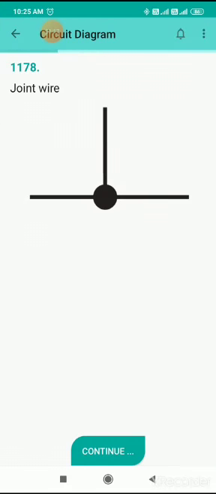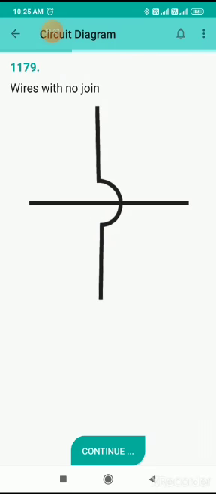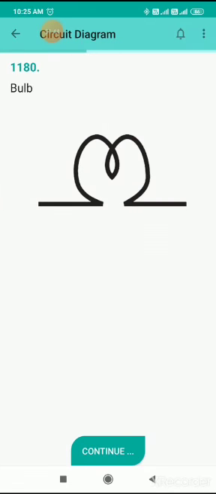This is joint wires. Joint wires are represented by this diagram. Okay? This is wires with no join. So if we want to show two wires without joining, this is the method to represent them. Okay? Now this is a bulb, an electric bulb.